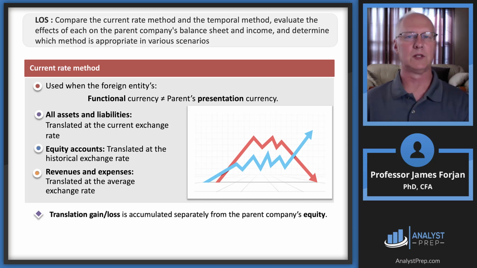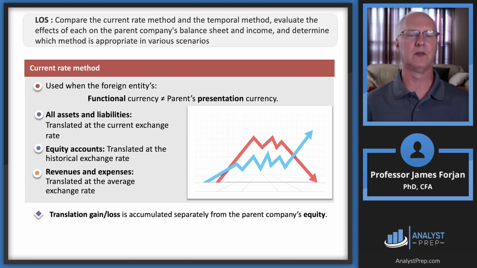All right, so let's go ahead and start with this current rate method. So this is going to be used when the functional currency does not equal the parent's presentation currency. All assets and liabilities translated at the current spot rate of exchange. Okay, so current rate method, current exchange rate.